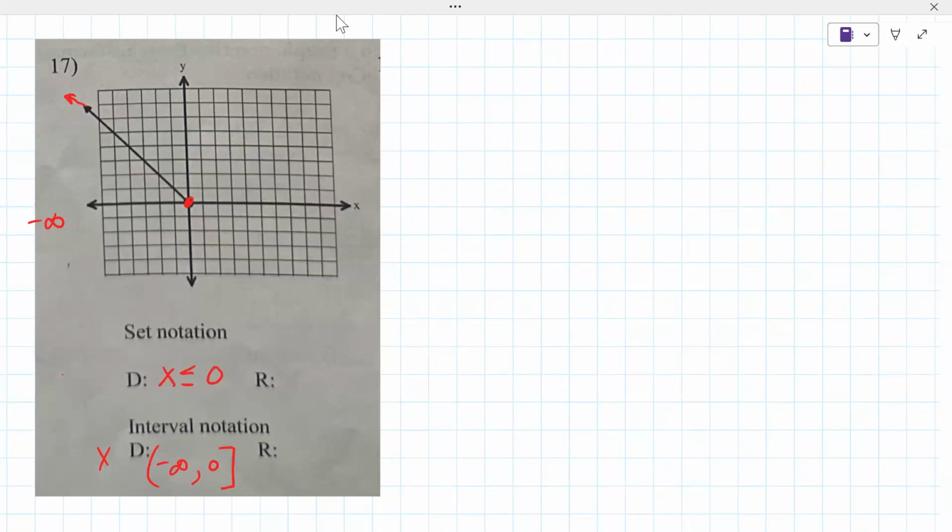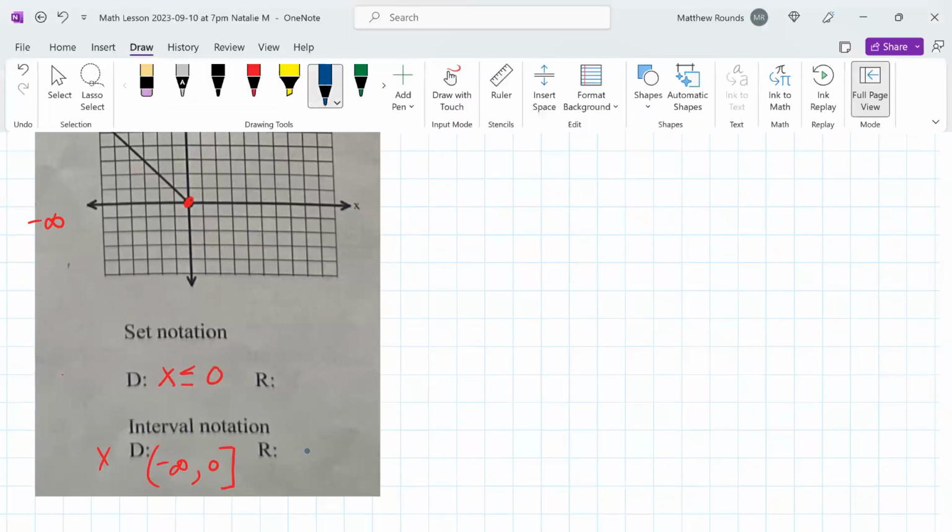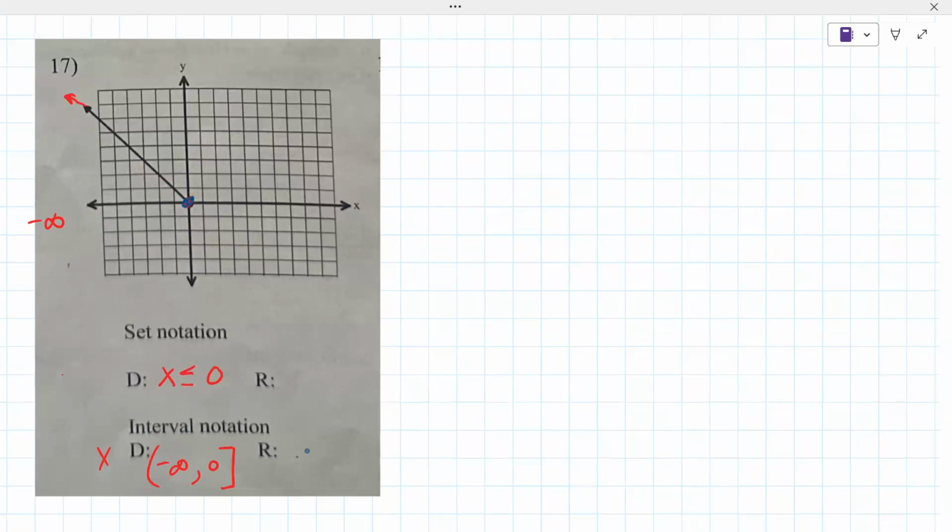Okay. Now let's talk about the y's, the y's for the range. What's the smallest y value there? 0. And then how far up does this go? Well, it's going left to negative infinity, but in terms of going up, how far up does it go? Then just infinity. And this is the challenge: you have to switch your thinking from x to y. So y is greater than or equal to 0.